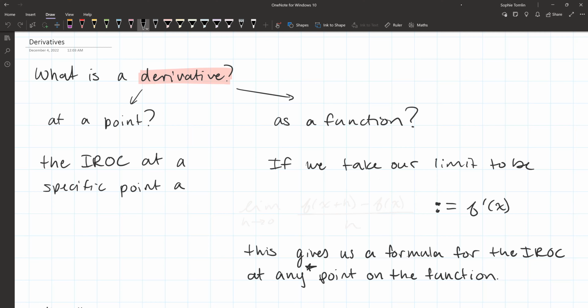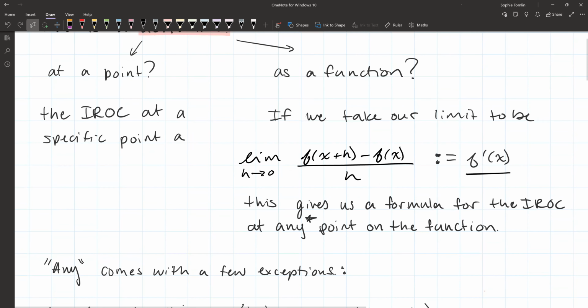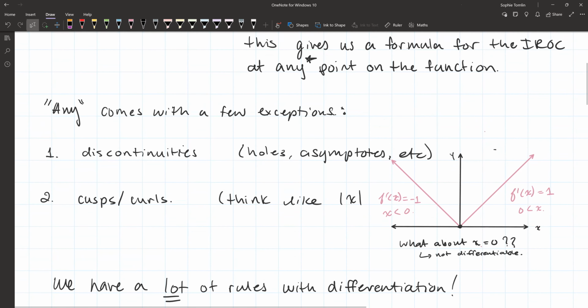So instead of using a specific point a, we can just leave x in there, but still use this change h. And so then we define this to be f prime of x. So this will give us a formula for the instantaneous rate of change at any point on the function. But "any" comes with a few exceptions.